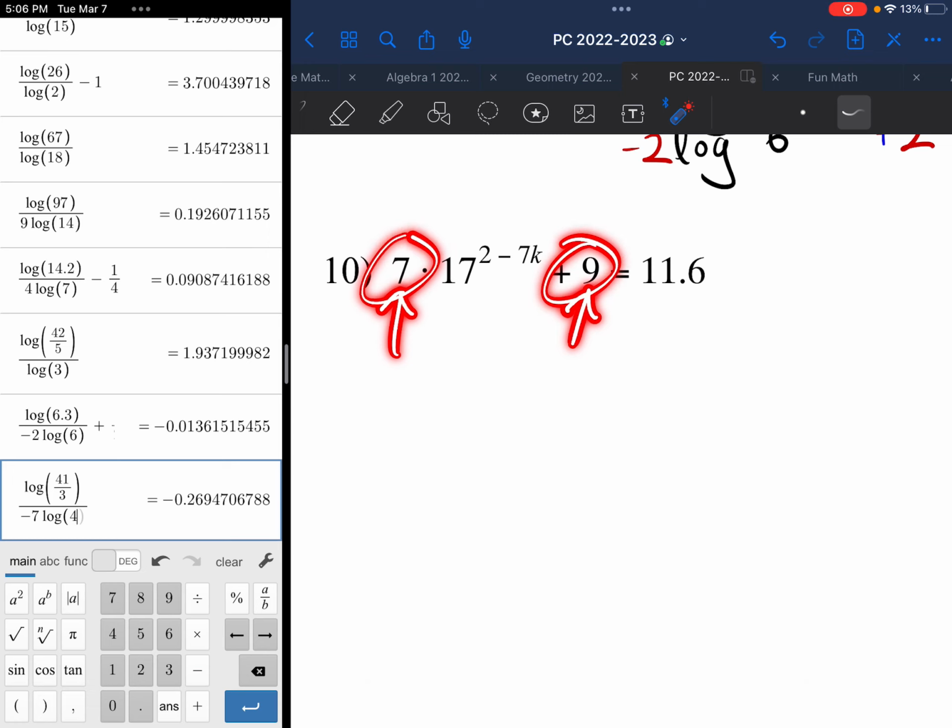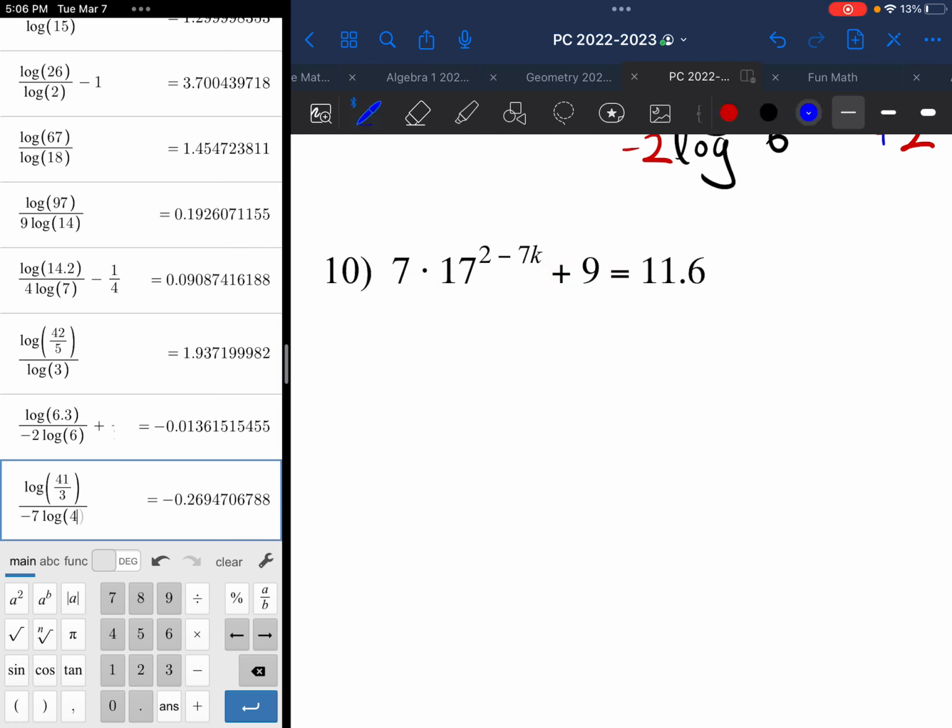Okay, who doesn't belong? You don't belong and you don't belong. I just want the exponential function. You are the exponential function, but you are not and you are not. Get rid of the 9 first, then get rid of the 7. Here we go. All right, subtract 9 on both sides, and I'm left with 7 times 17 to the 2 minus 7k.